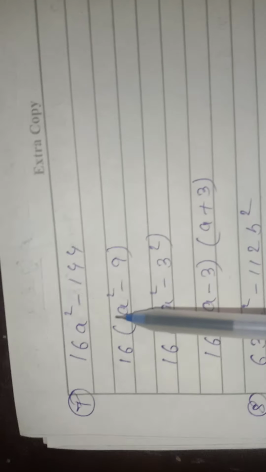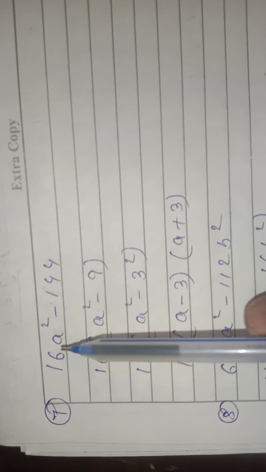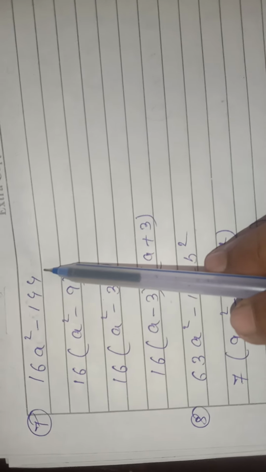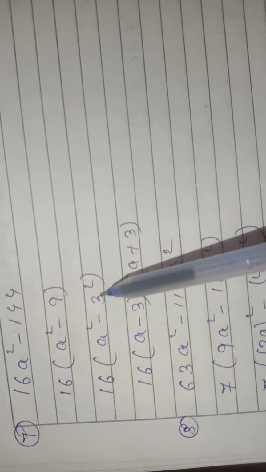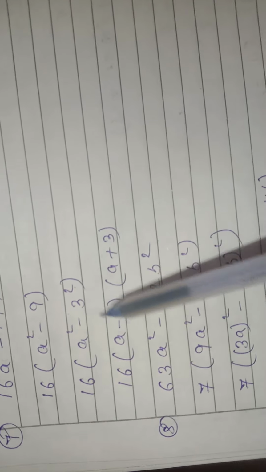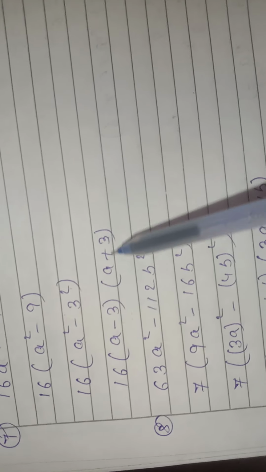Here, what is common? 16 we have got common. a square minus 9, because 16 9s are 144. a square, 9 means 3 square. 16 as it is, this becomes formula a minus b, a plus b. Either you can write a plus b, a minus b, does not matter.